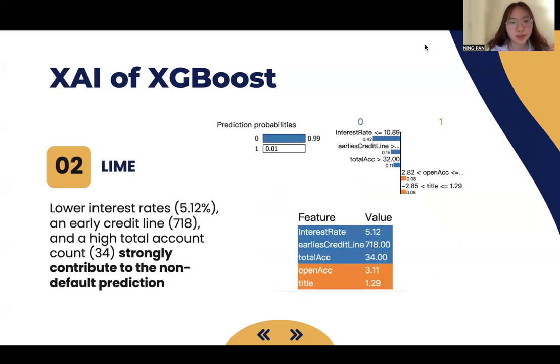And the LIME visualization explains a specific instance. The prediction probability for non-default is 99%, while default is 1%. And key features influencing this decision include interest rate, earliest credit line, total accounts, open accounts, and loan purpose. Lower interest rate, early credit line, and a high total account strongly contribute to non-default predictions. And open accounts and loan purpose slightly increase the likelihood of default but have minimal impact.